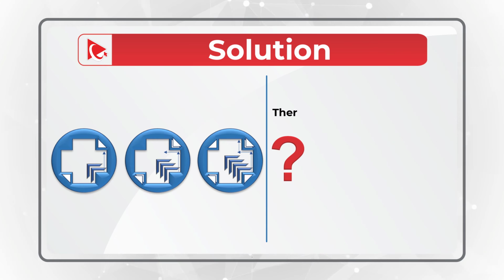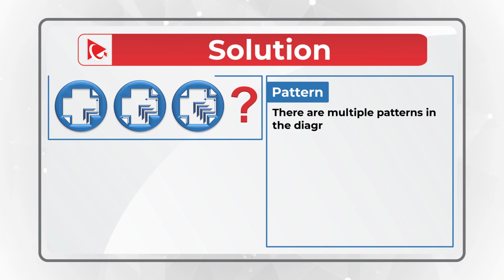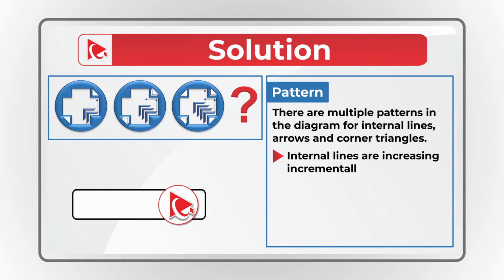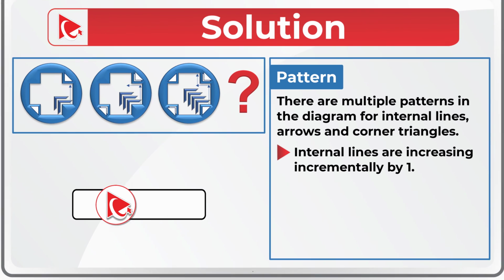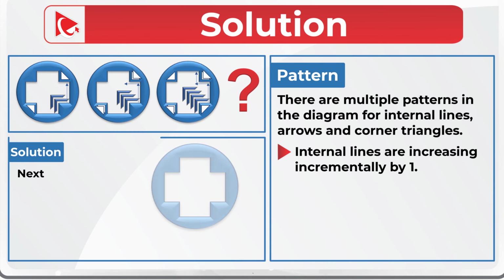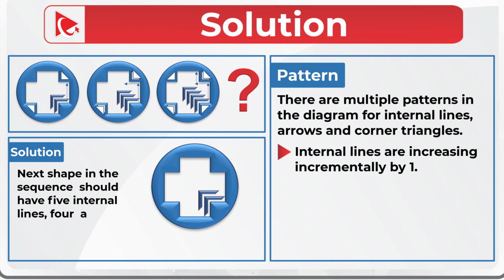And there are multiple patterns in this diagram for all of these objects, for internal lines, for arrows, and for corner triangles. For example, internal lines are increasing incrementally by 1. If we look at the original sequence, we see that the first object has 2 internal lines, the next one has 3 internal lines, and the object following it has 4 internal lines, which means that the next object in the sequence should have 5 lines.